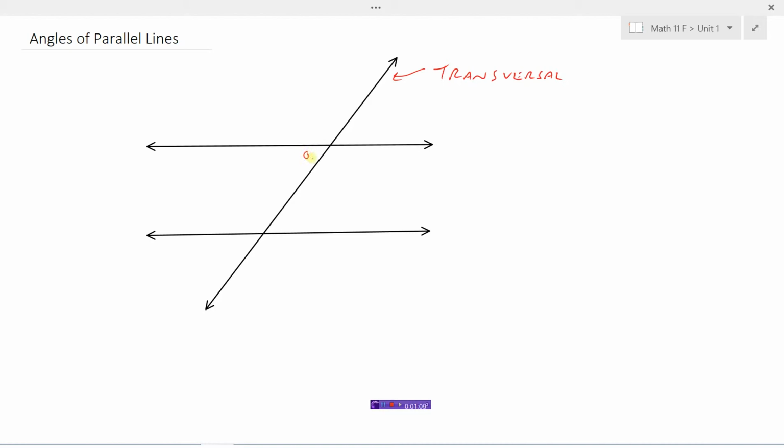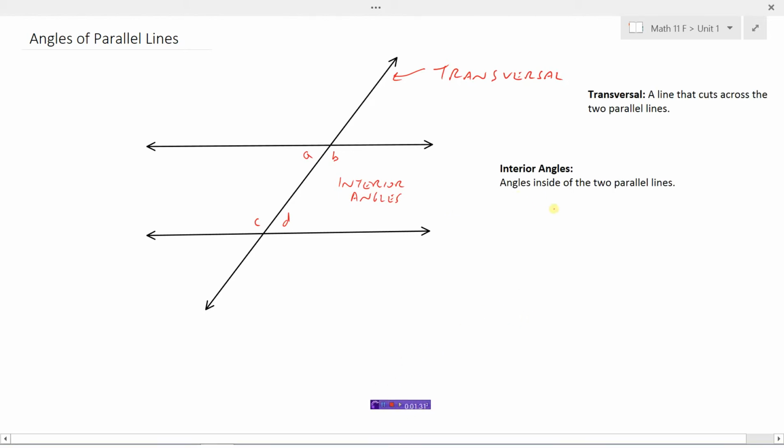If I said this angle is A, and this angle is B, and this angle is C, and this angle is D, we would call those angles interior angles. And interior angles are angles inside of the two parallel lines. So A, B, C, and D, those would be interior angles because they are inside or between these two parallel lines. And remember, the transversal is a line that cuts across the two parallel lines here.